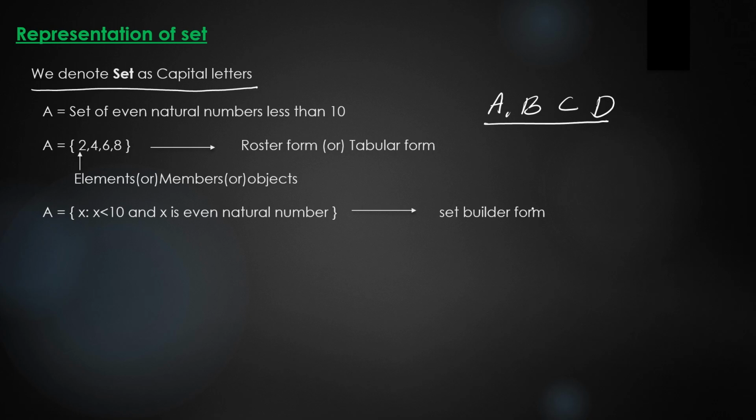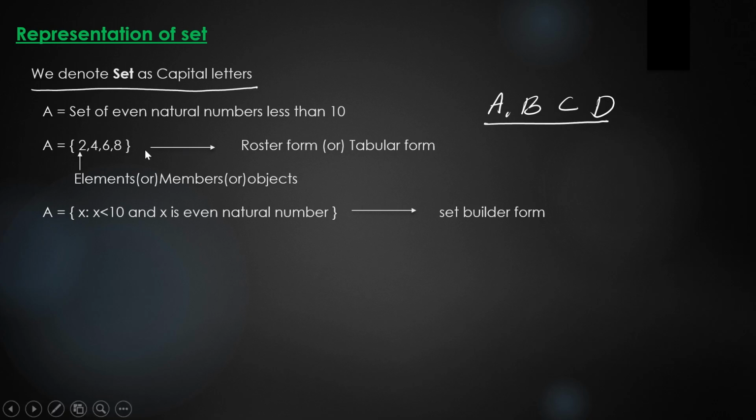If you observe here, A is a set of even natural numbers less than 10. What are the even natural numbers less than 10? We have 2, 4, 6, 8. If it is less than or equal to, then we will have 10 also here. And these brackets are called curly brackets. The elements of a set are always written in curly brackets.